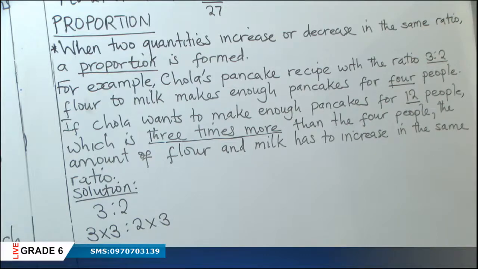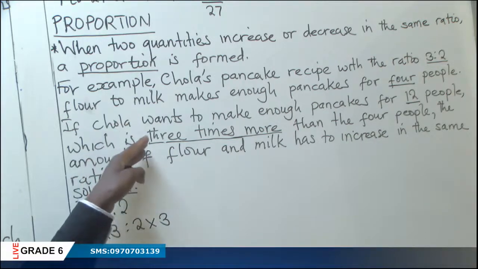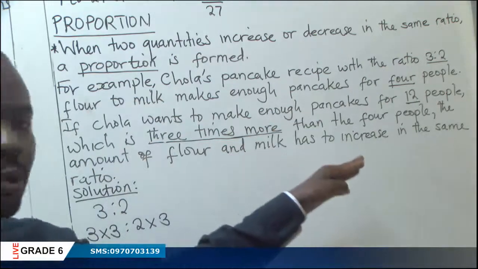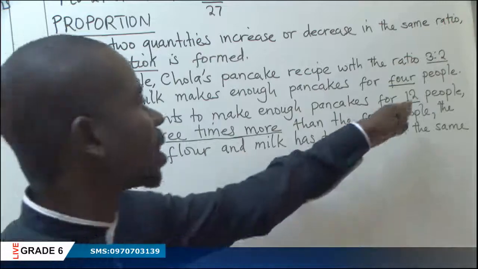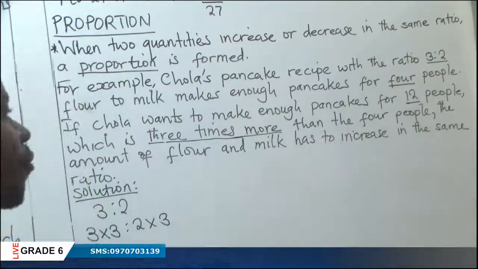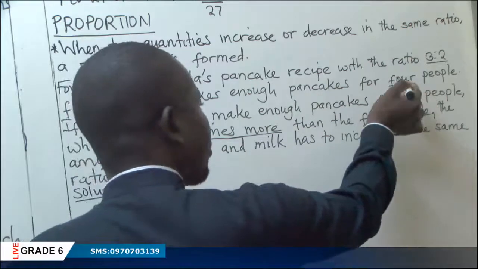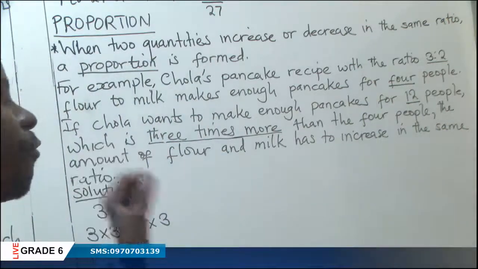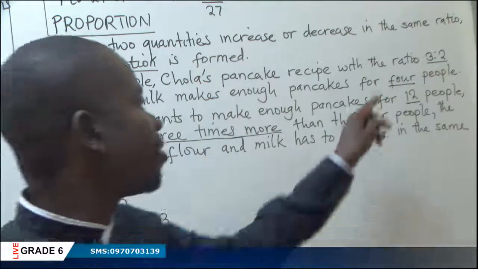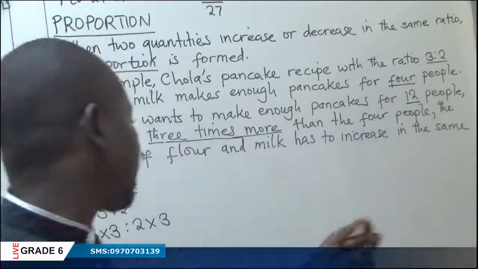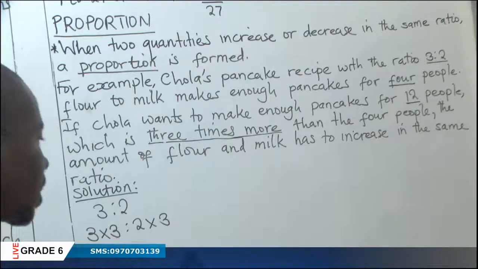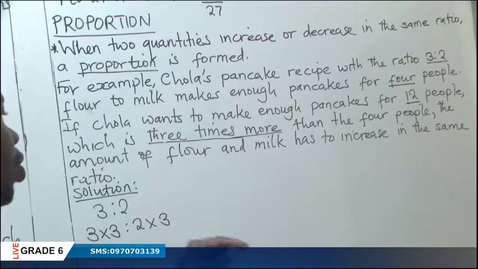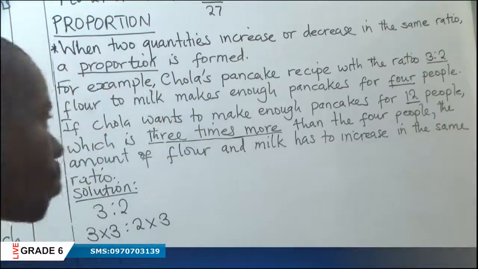Why, boys and girls, are we multiplying 3 times 3? The reason is that Chola has to make enough pancakes for 12 people, and we know that for us to get 12 from 4, we have to multiply 4 times 3. It's the reason why I'm multiplying by 3 this side, and also by 3 that side, for us to get the number 12. I hope you are following.